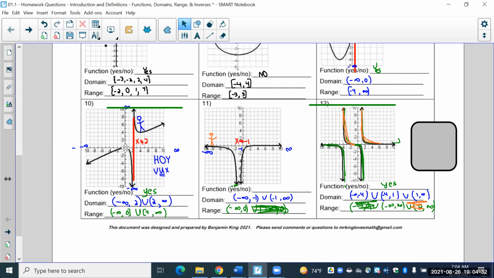That's why I have a 0 there with a solid bracket, and a 4 with a solid bracket. But over here, it's not going to touch this value. So notice I use parentheses for the domain. That's something we'll learn later. Actually, we'll learn a little bit about it in the next lesson. Why don't I just call it a domain restriction? That domain restriction means I don't include it.